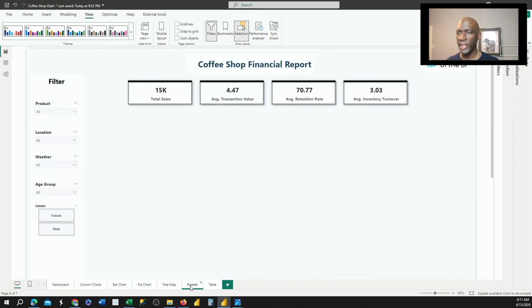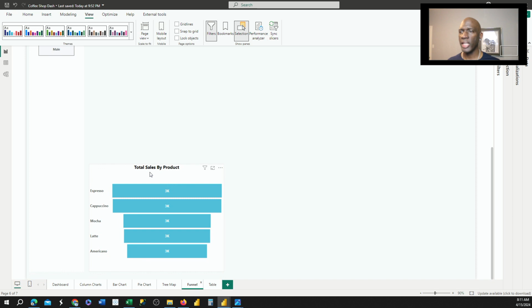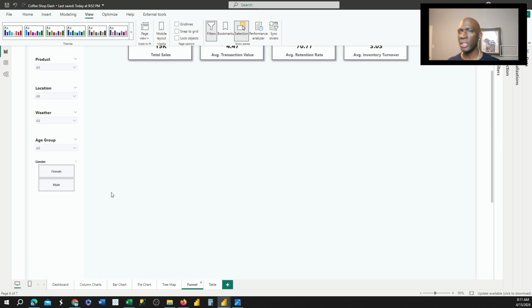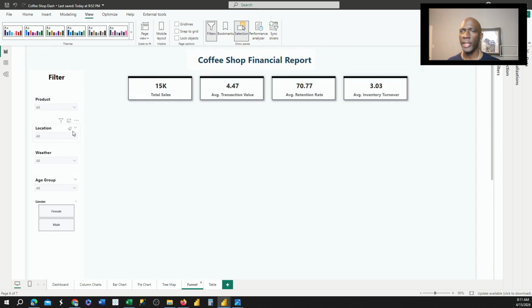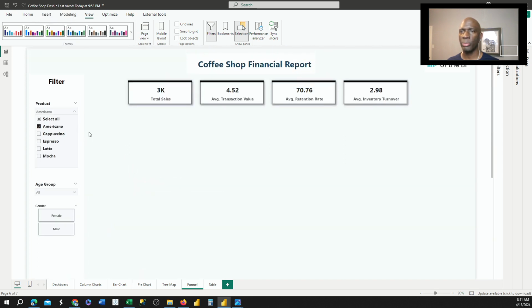So again, we were looking at the funnel chart in this particular case. And again, this is just another visual that we're using to identify what is going on in this particular segment. In this segment, we're saying total sales by product. And here we have espresso, cappuccino, and we already know we have all of those products there. So we're not going to filter by that product, because if we filter by this product, it's only going to show us that one specific product. At that point, we're not able to compare that against anything.